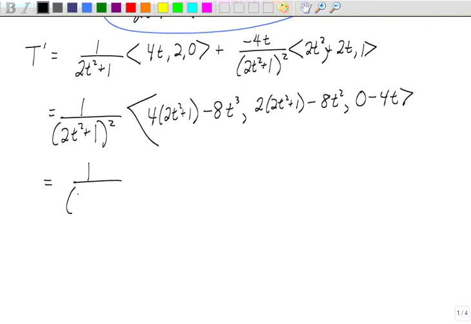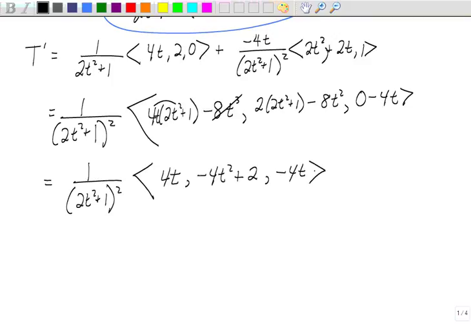That's 1 over 2t squared plus 1 squared. That's 4t. So that's 8t cubed. That's going to cancel with that. Plus that's going to be 4t. This is going to be 4t squared. That's going to be minus 4t squared plus 2. And that's minus 4t. Okay.